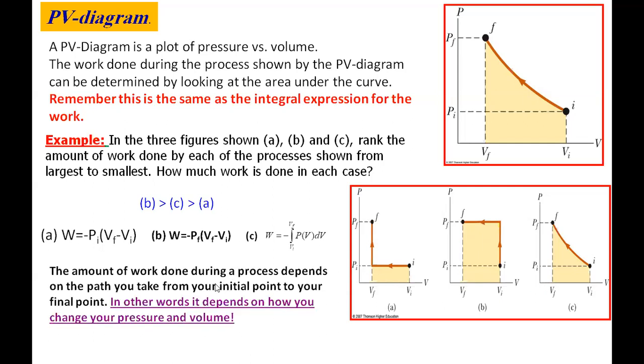Okay, the amount of work done during the process depends on the path you take from your initial point to your final point. So it depends on the path from initial to final. In other words, it depends on how you change your pressure and volume, how much we change the volume and also how much we change the pressure.